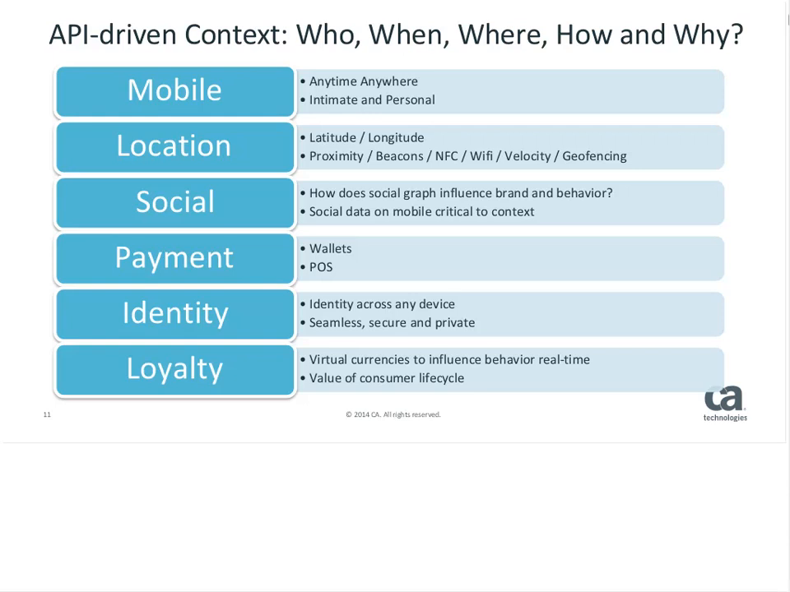Payments, wallets, point of sale, right? So payments, you're seeing MasterCard has a digital wallet, V.me for Visa, Amex, there's Square, PayPal, things like this. So there's a variety of wallet technologies, and it's growing exponentially out there today. The same thing for point of sale.